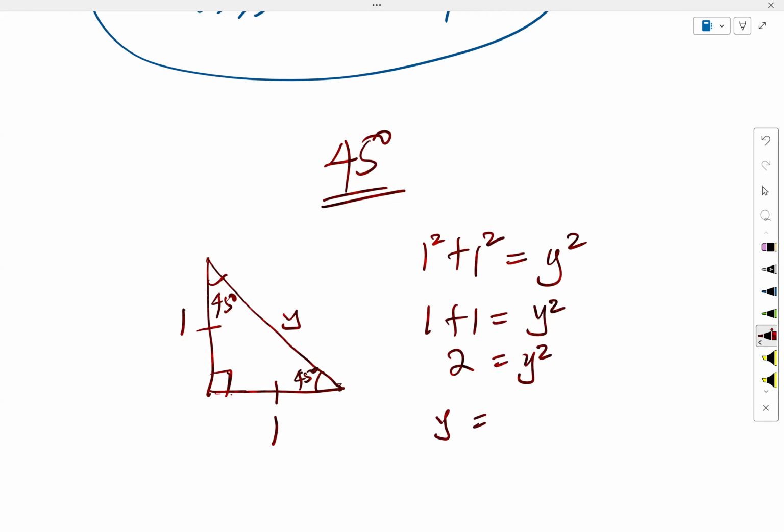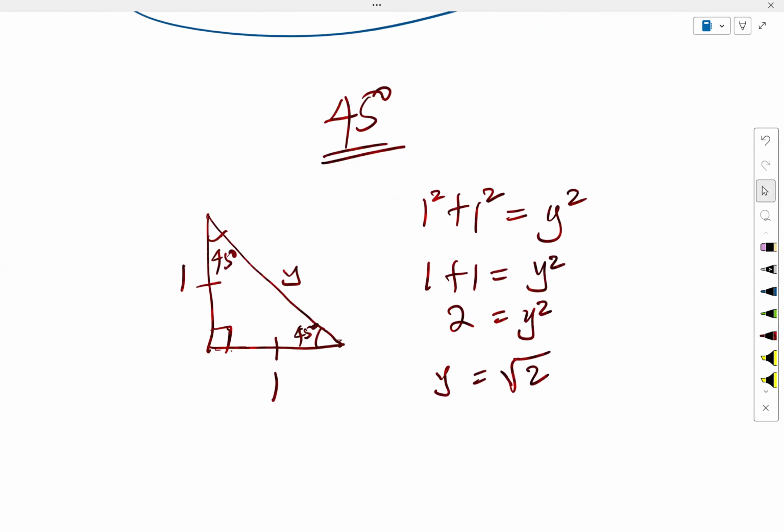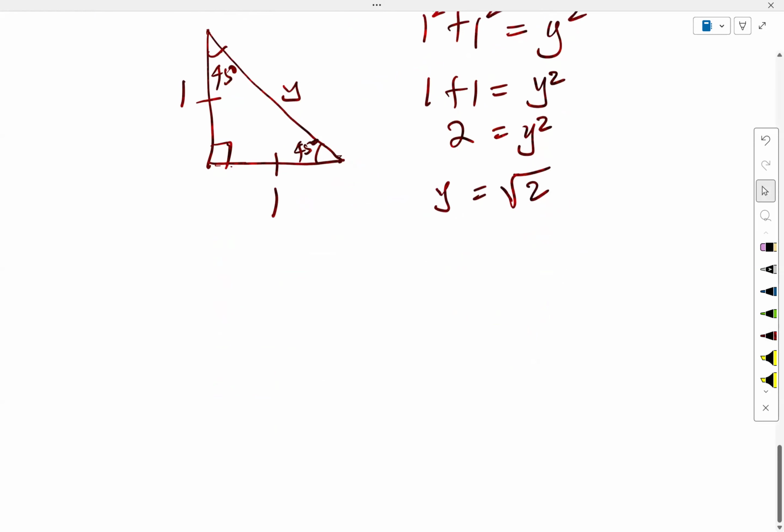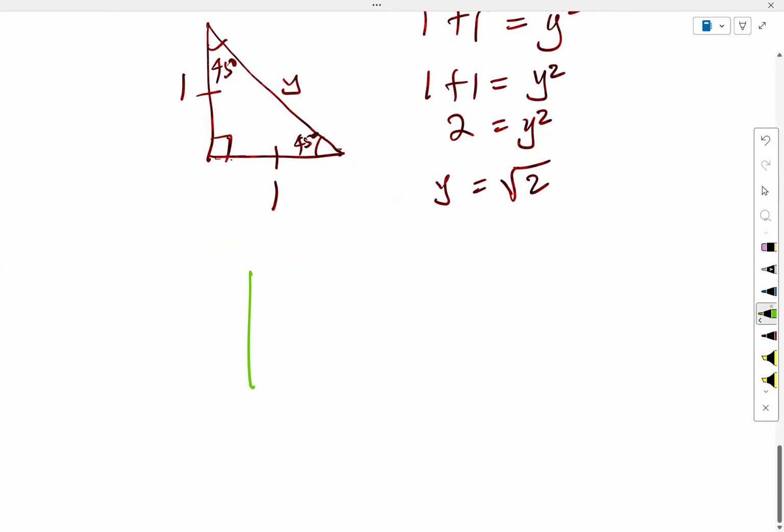That means that y is square root of 2. So it means that we have our triangle this way. It's now 1, 1, root 2, right? And this is 45 degrees. This is also 45 degrees. So based on this, we can establish all the values.